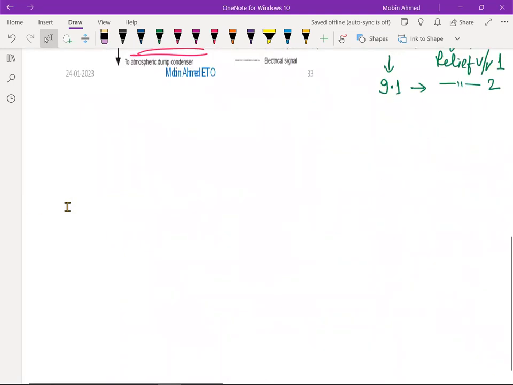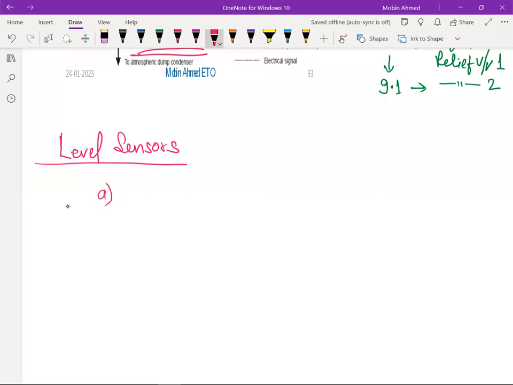Now, when we see about the boiler water level control system, there are level sensors we are going to use in this. Can you tell me which all types of level sensors you have seen on board ship? Boiler water. DPT. Okay. DPT, what is that? Differential pressure transmitter. Okay.